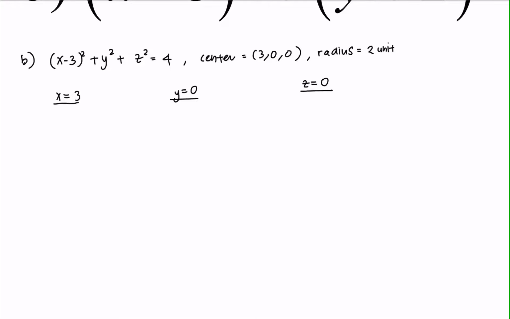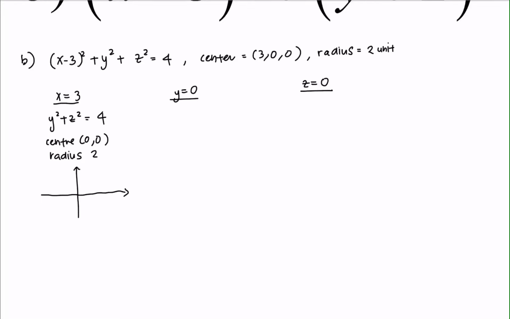For x equal to 3, we need to substitute x equal to 3. We will have y squared plus z squared equal to 4, since 3 minus 3 is already 0. This is a circle. We know that the center is at 0, 0 and the radius is 2. So we can sketch this.